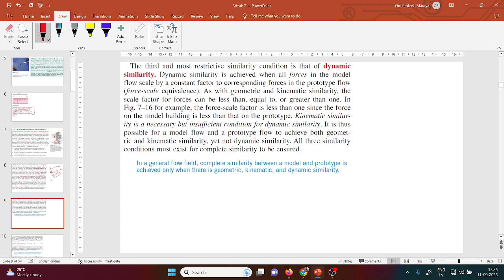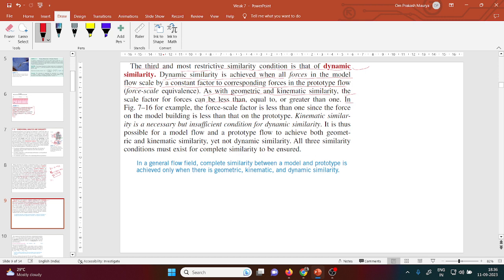The third and most restrictive similarity condition is the dynamic similarity. The dynamic similarity is achieved when all forces in the model flow scale by a constant factor corresponding to the force. That is, in dynamic similarity we generally maintain the force, that is, force scale equivalence. As with the geometric and kinematic similarity, the scale factor of force can be less than or equal to, it is telling the same.